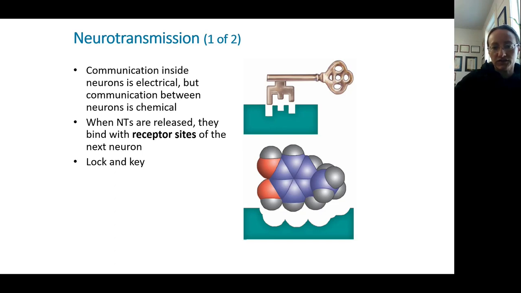And neurotransmitters are chemicals like amino acids that have a messaging function. And when they are released into that gap between the neurons, they have to travel across, and they fit into a receptor site on the receiving neuron. And they activate that electrical impulse on the receiving neuron by locking into that receptor site, like a key in a lock.